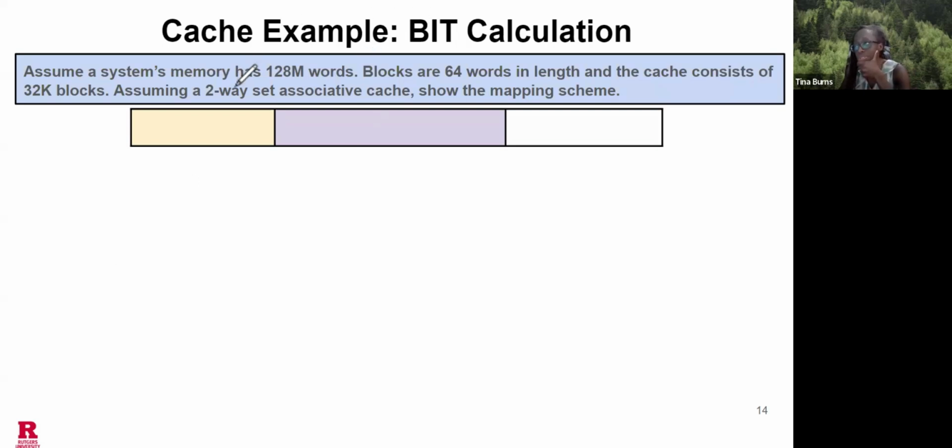So in this example, we have 128 M words. We have 64 blocks. I'm sorry, each of the blocks is 64 words in length, and the cache consists of 32K blocks. If we assume that it's a two-way set associative cache, it wants us to show the mapping scheme. And again, just as a reminder, what we're looking for: this is going to be our tag. This is going to be our index. And this is going to be the offset.